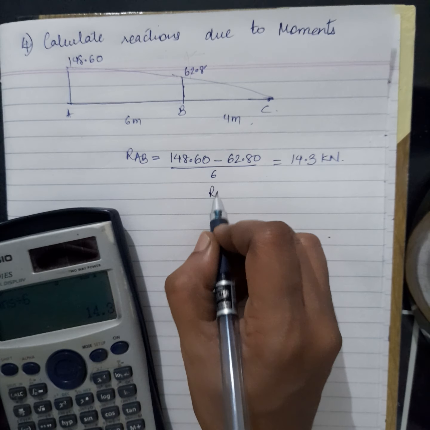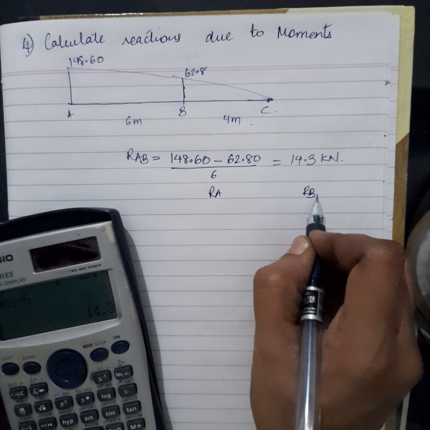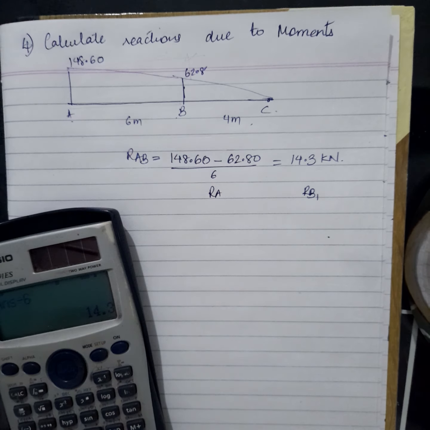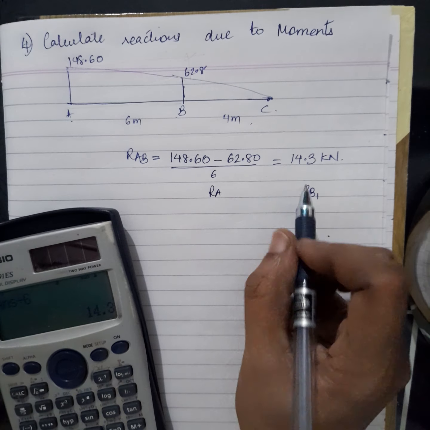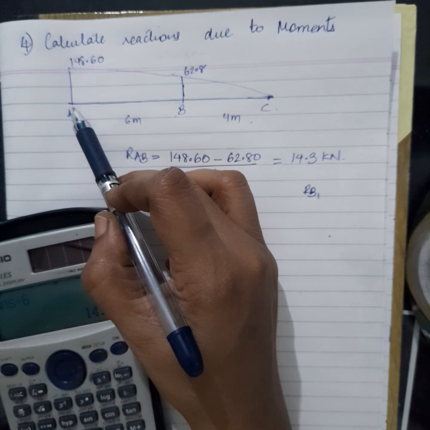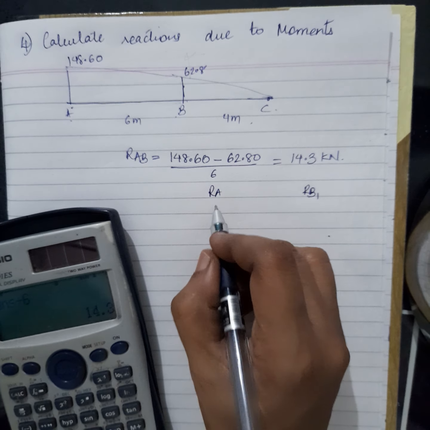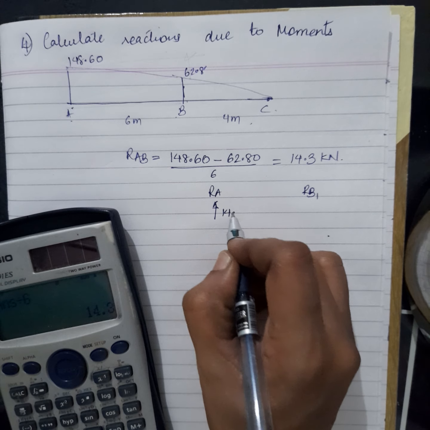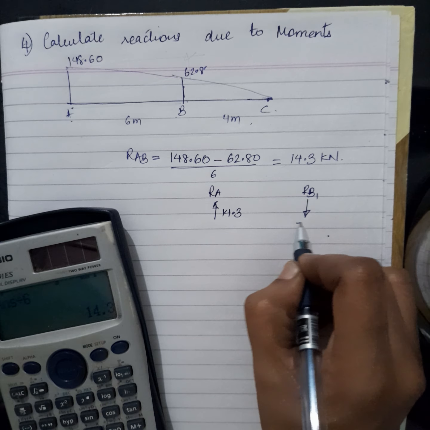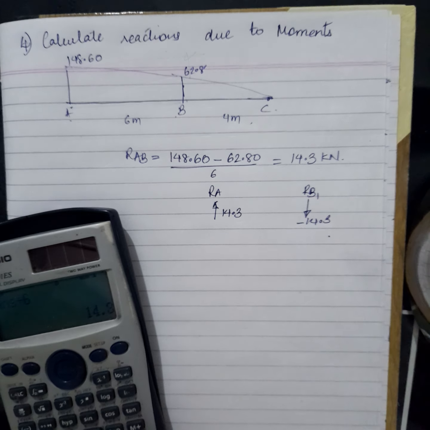Now RA here and RB1 here, RA and RB1 reactions. So moment at A is higher than moment at B. So that means we have to add 14.3 at A and deduct 14.3 at B.